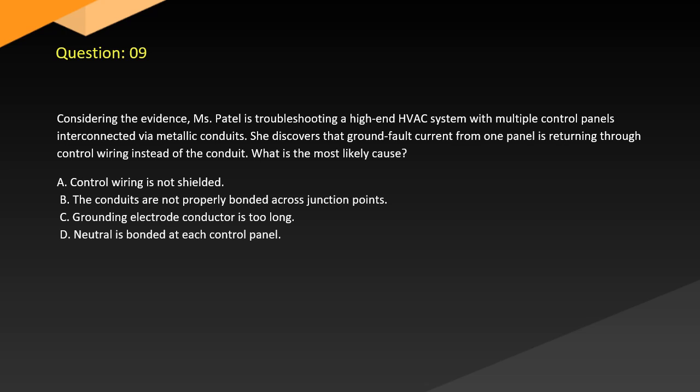Question 9. Technician Patel is troubleshooting a high-end HVAC system with multiple control panels interconnected via metallic conduits. She discovers that ground fault current from one panel is returning through control wiring instead of the conduit. What is the most likely cause? A. Control wiring is not shielded. B. The conduits are not properly bonded across junction points. C. Grounding electrode conductor is too long. D. Neutral is bonded at each control panel.